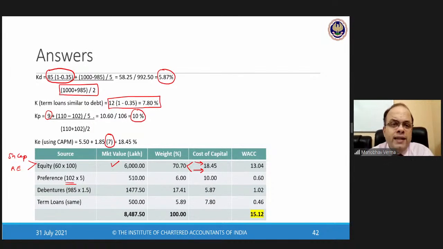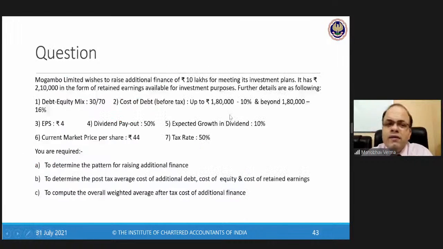Okay, so let's move ahead then, guys. That was again a relatively straightforward question, but a couple of things were interesting in that. Let's look at another question then. Now, who is this? Mr. Mogambo is here to meet us. So Mogambo Limited wishes to raise additional finance of rupees 10 lakhs for meeting its investment plans. It has rupees 2,10,000 in the form of retained earnings available for investment purposes. Further details: debt equity mix 30:70. Cost of debt before tax up to 180 is 10%, beyond 180 is 16%.